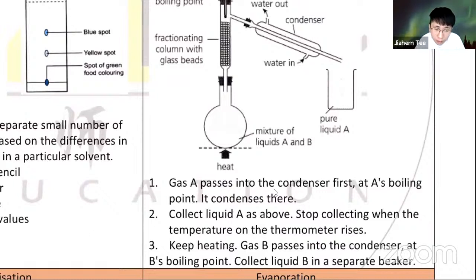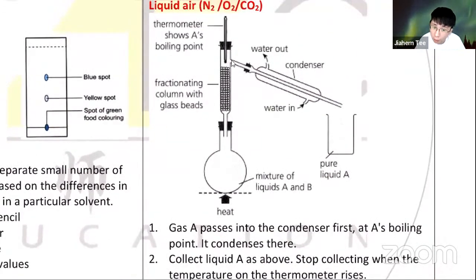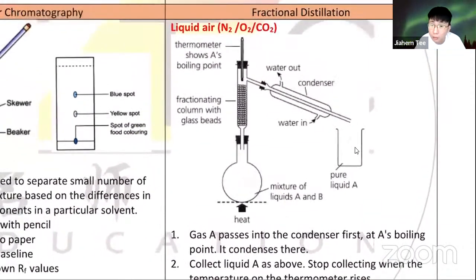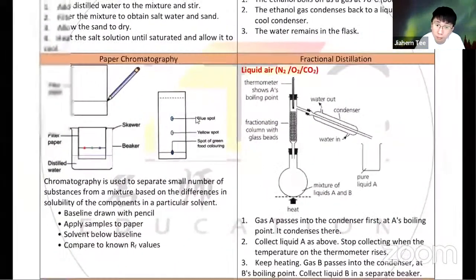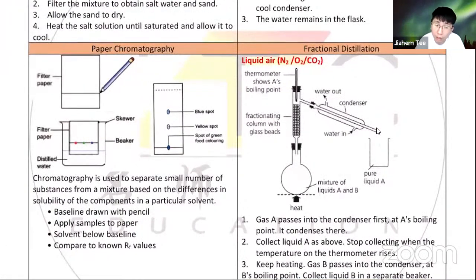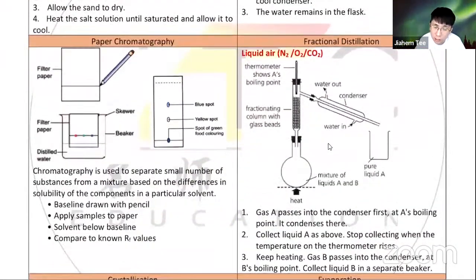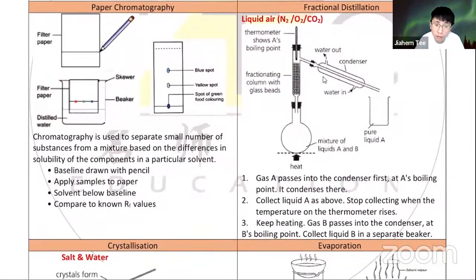So from here, we can boil the mixture, the liquid inside here. When something is boiled, it comes up and goes through the condenser, and you collect the pure liquid A here. Definitely this is very similar to simple distillation, but you can have different fractions. You can collect more than two types of liquid using fractional distillation. Simple distillation is only two types, but with fractional distillation, you can go more than two types. So this is called fractional distillation.